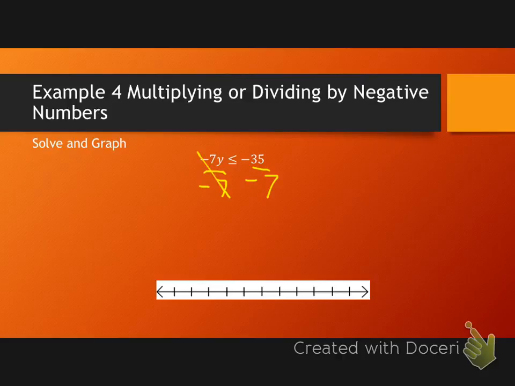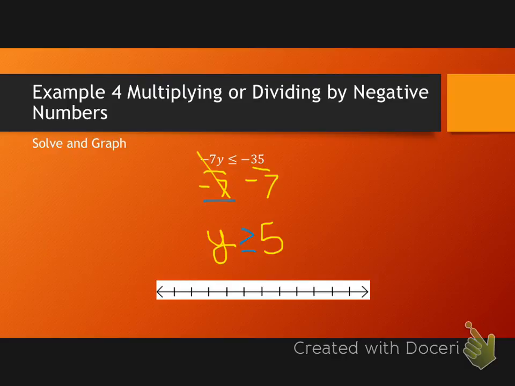Those cancel out. I'm left with a y here. Negative 35 divided by a negative 7 is a negative. Sorry, not a negative 5, a positive 5, because a negative divided by a negative is going to be a positive. And because the number I moved over was a negative, I need to flip that inequality sign. So y is greater than or equal to 5.